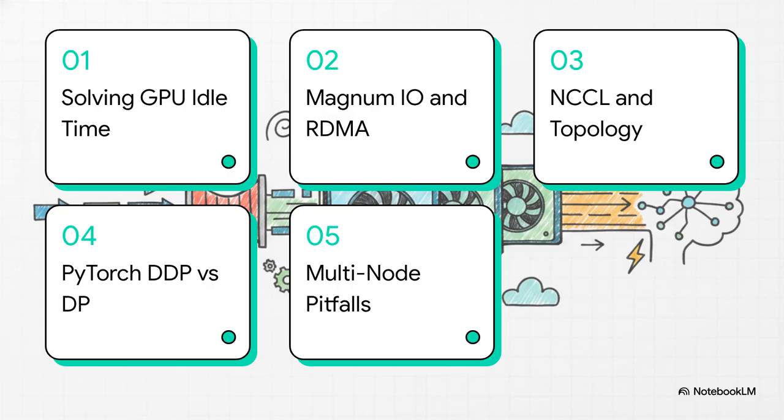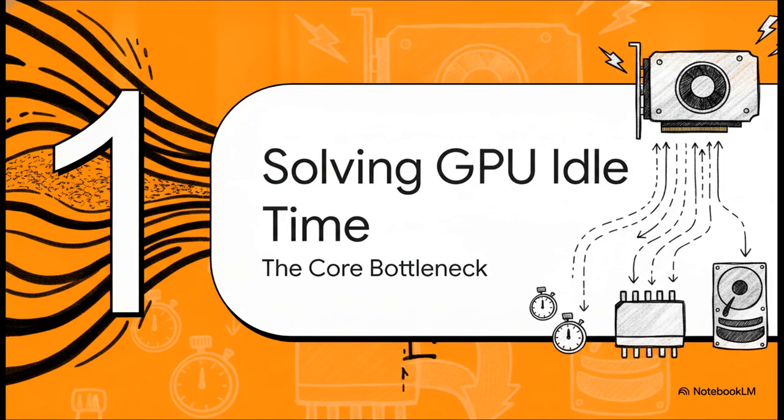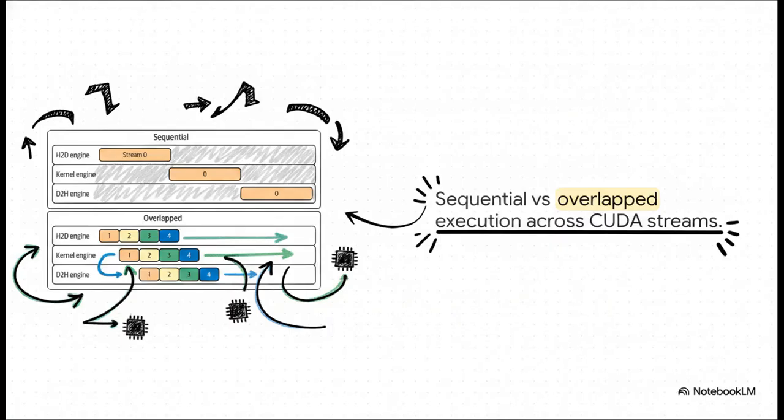Here's our roadmap for today's Explainer: solving the GPU idle problem, Magnum I/O and RDMA, mastering NCCL and topology, PyTorch DDP versus DP, and finally, some common multi-node pitfalls. All right, part one, solving the GPU idle problem, which is really the core bottleneck here. Okay, let's dive into this.